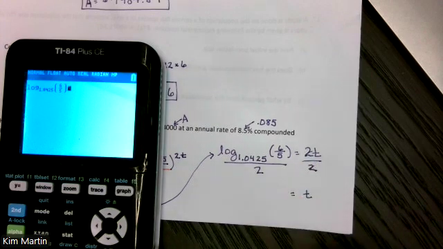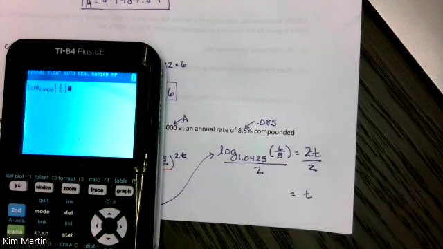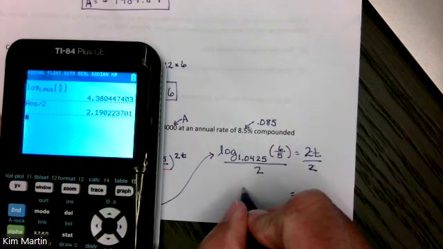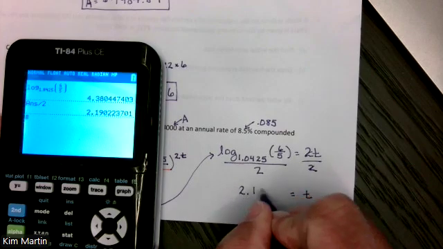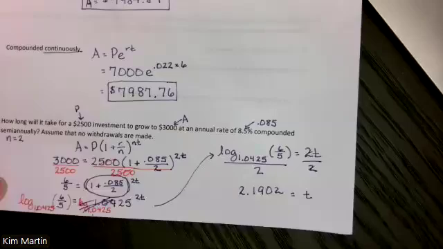And now you're going to divide it by 2. I could have used my fraction key, but I didn't. So the top gives me that answer. Now I'm going to divide it by 2. And that gives me the answer of 2.1902. Does it say what to round it to?